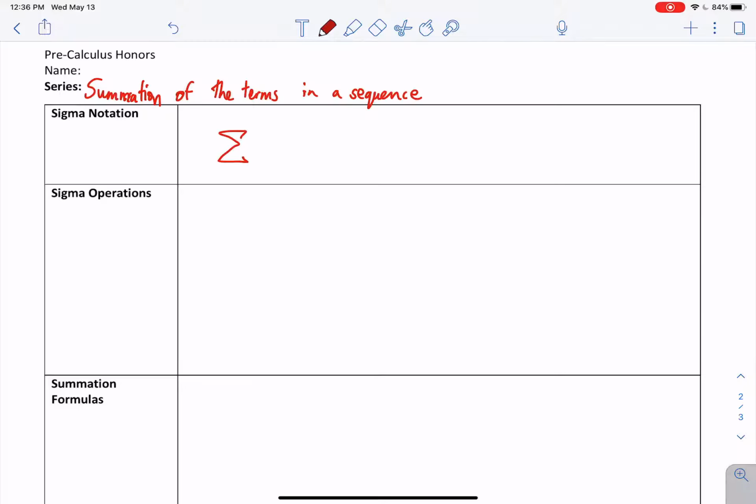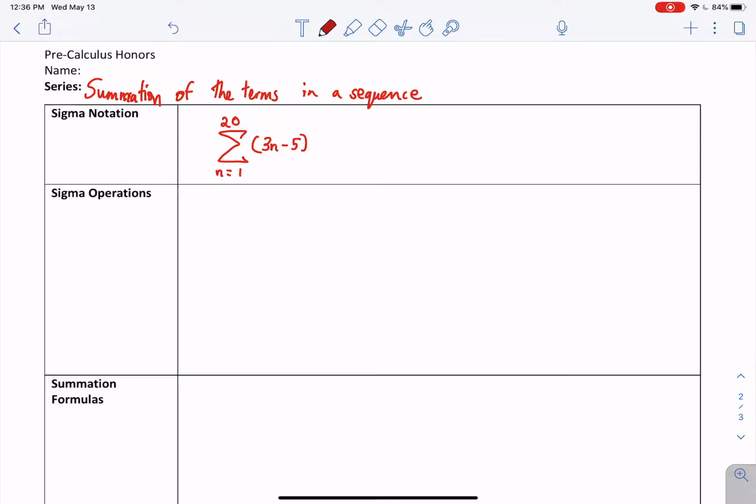And then we have a few things around this. So below it, usually you have something that looks like this. Above it, you have something else, another number. And then off to the side, you'd have some sort of equation. Like limits, the equation should be in parentheses to mean that that whole equation is related to the sigma. So what does this mean?